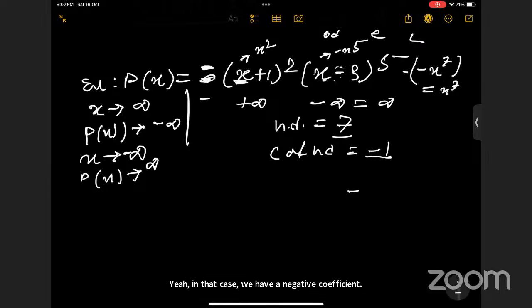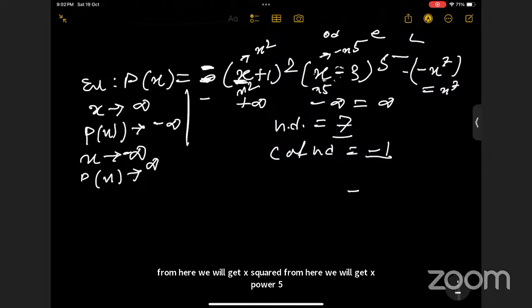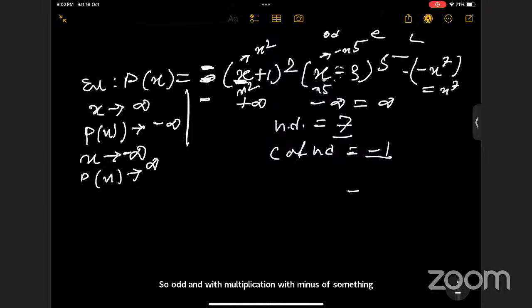So from here, we will get x square. From here, we will get x power 5. So if we multiply, we will get x power 7 with this minus. Then we will get minus x power 7. Okay? So odd, and with multiplication with minus of something, we will get something infinity.